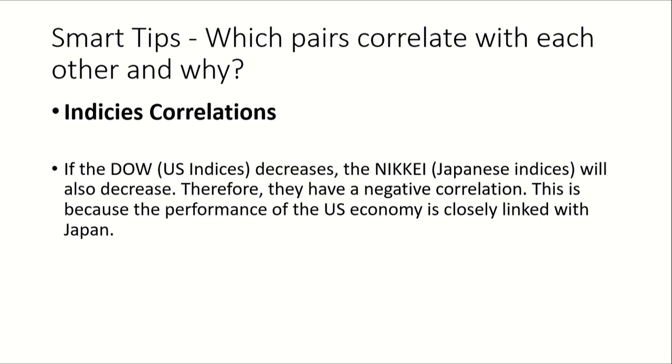Now moving on to the indice correlation. So as we spoke about before, the Dow, which is the US indices, or also the Nikkei, which is the Japanese indices. So the correlation between these two is that when the Dow decreases, the Nikkei will also decrease. Therefore, they have a negative correlation. This is because the performance of the US economy is closely linked with Japan, and therefore we can see USD JPY acting in a very similar way.